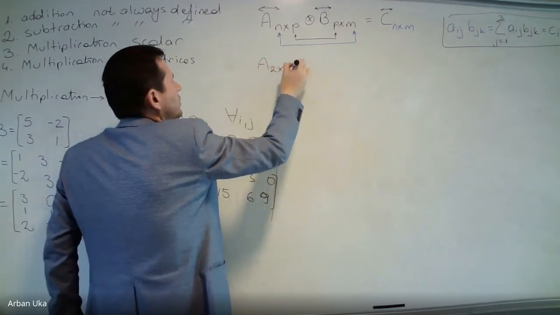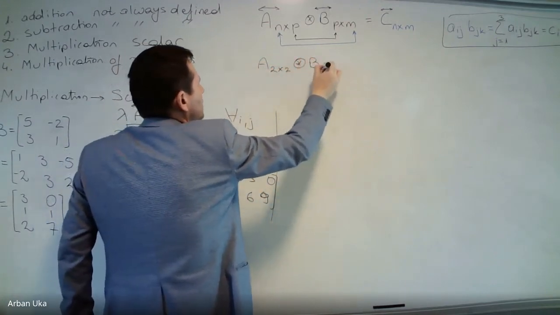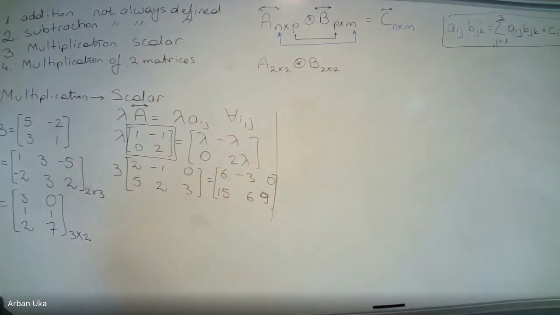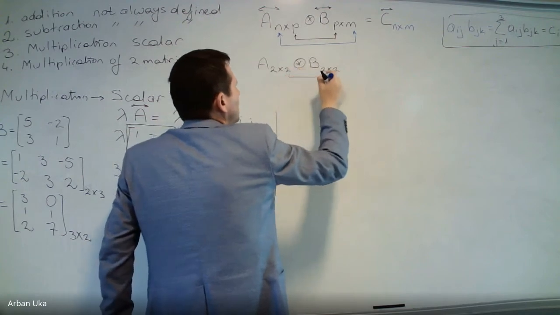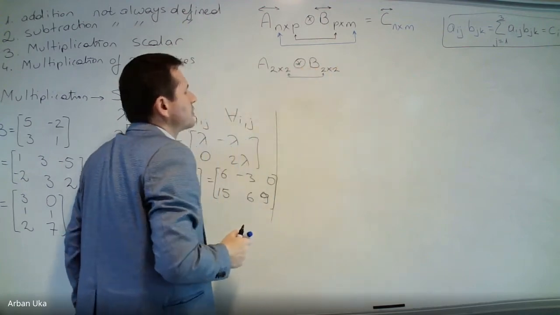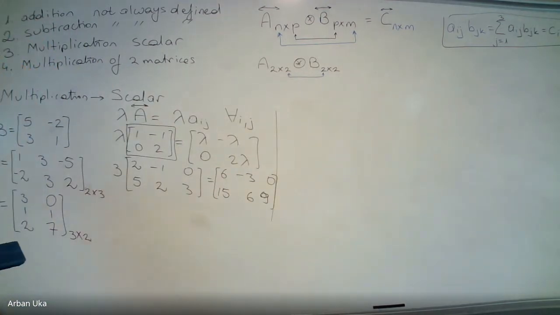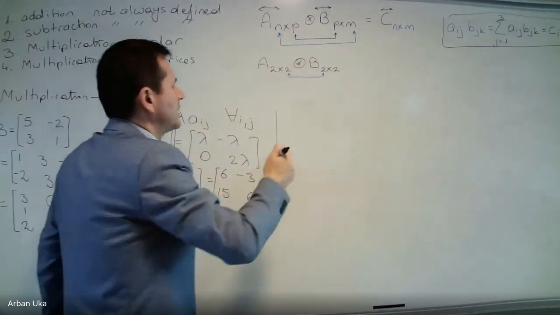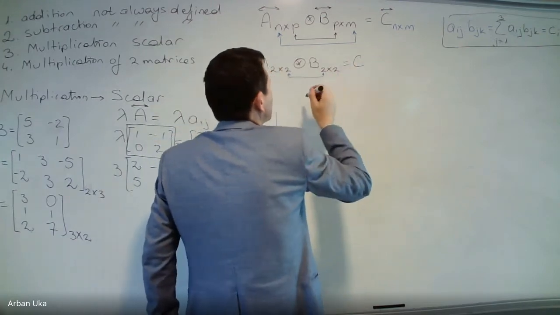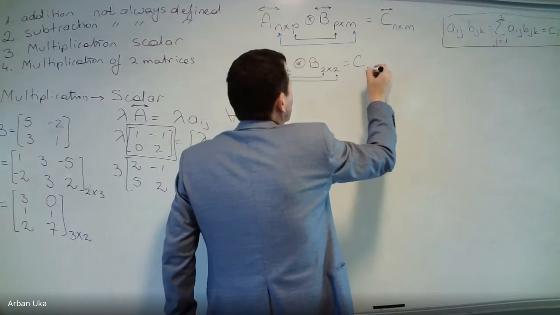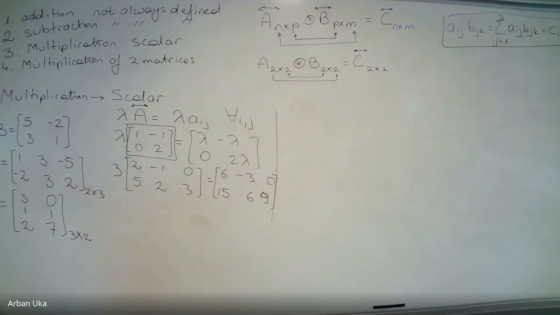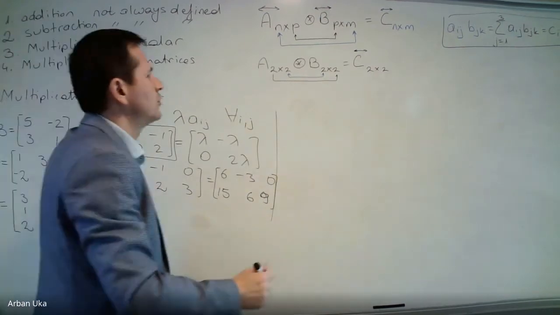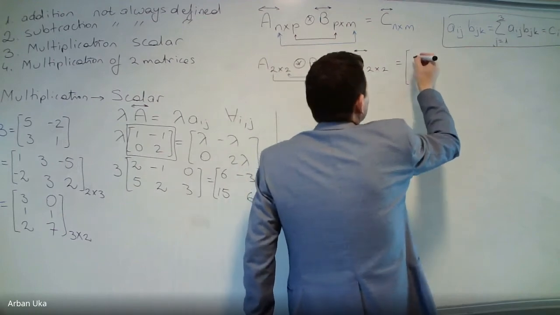A is 2 by 2. We need to multiply this with B, which is also 2 by 2. So what is the constraint? The constraint is that these two indices should be equal. Are they equal? Yes. So it looks like this multiplication can be defined. What can the answer be? A matrix C, which has dimensions 2 by 2. Let's find all the elements of this 2 by 2 matrix C.